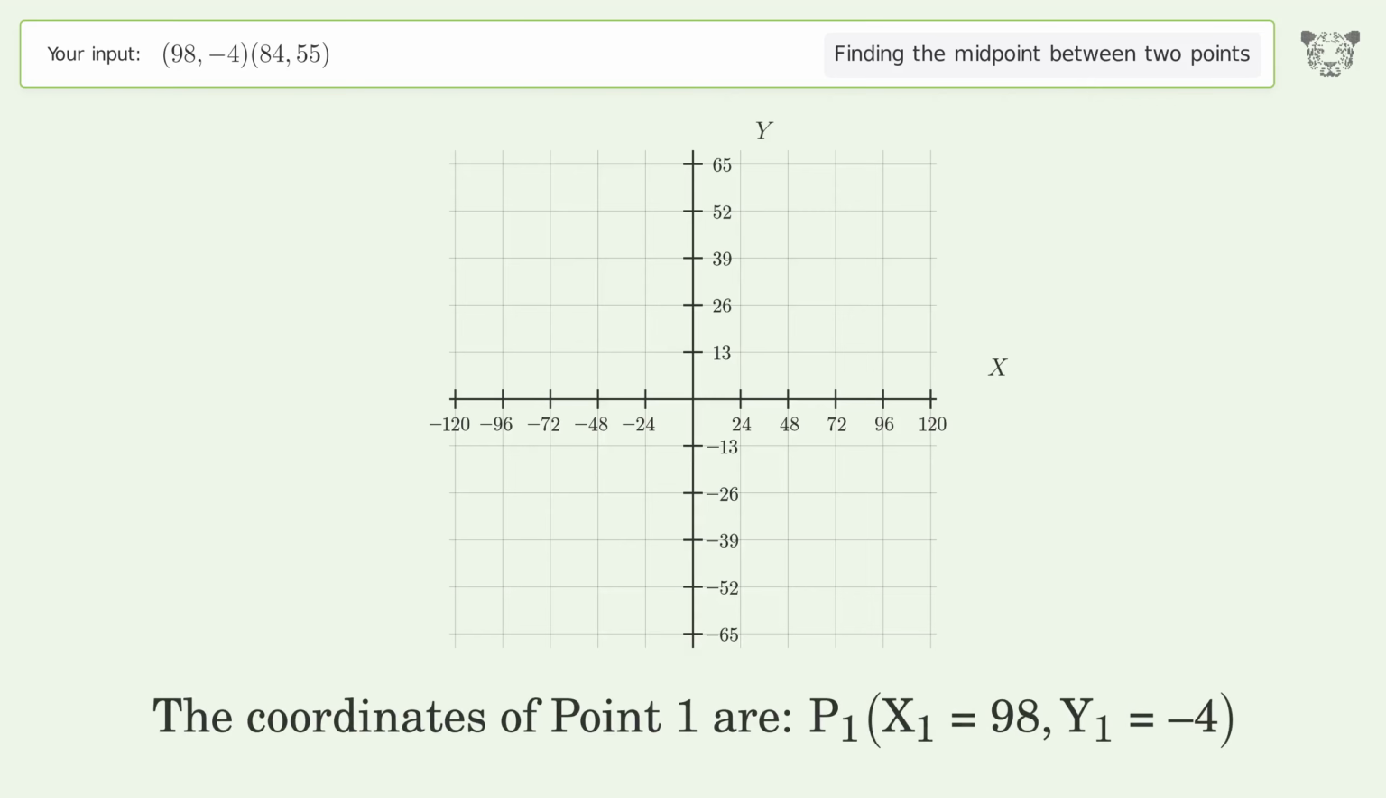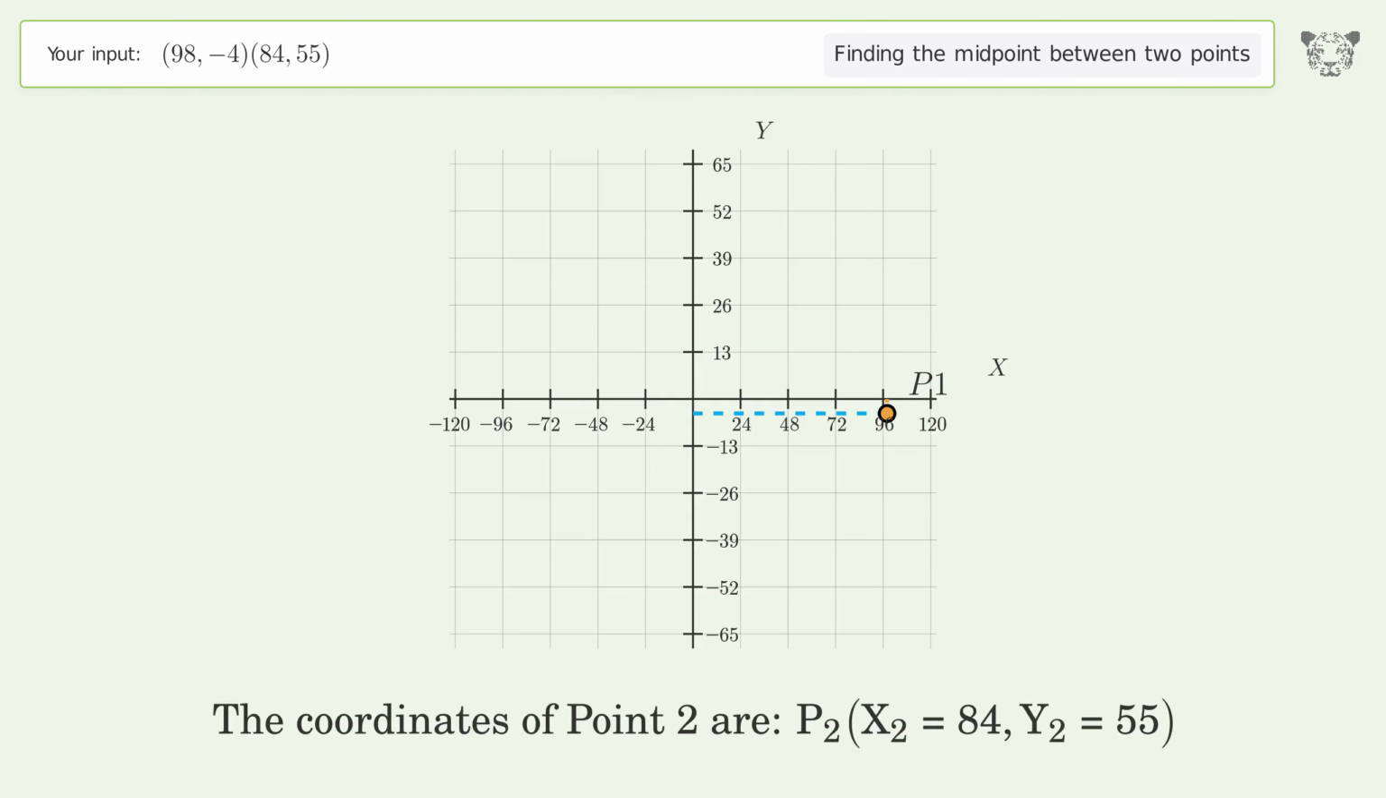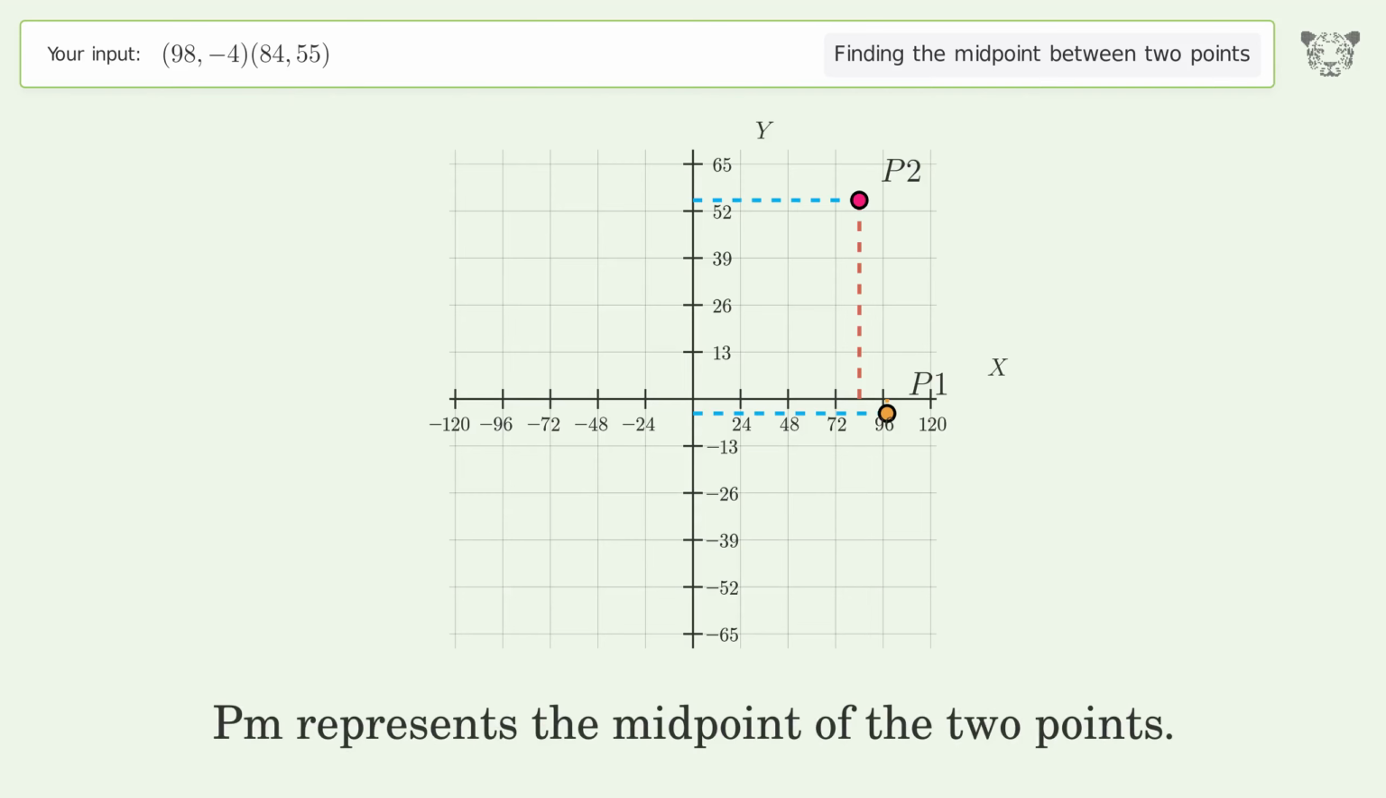The coordinates of point 1 are, x1 equals 98, y1 equals -4. The coordinates of point 2 are, x2 equals 84, y2 equals 55. PM represents the midpoint of the 2 points.